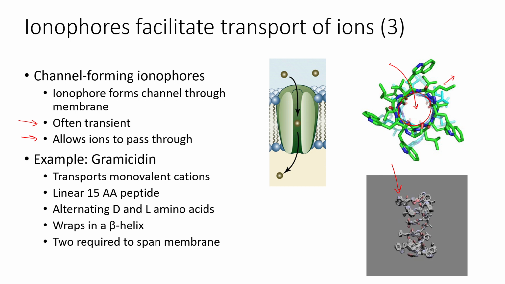Whereas the outside side chains, you can see, are going to be interacting with those fatty acid tails that are part of the inner part of the lipid bilayer membrane. And so that's where you want those hydrophobic side chains to be interacting. And then something to note here is that you actually need 2 gramicidins to span across the entire membrane, and they'll stack on top of each other to make that happen.